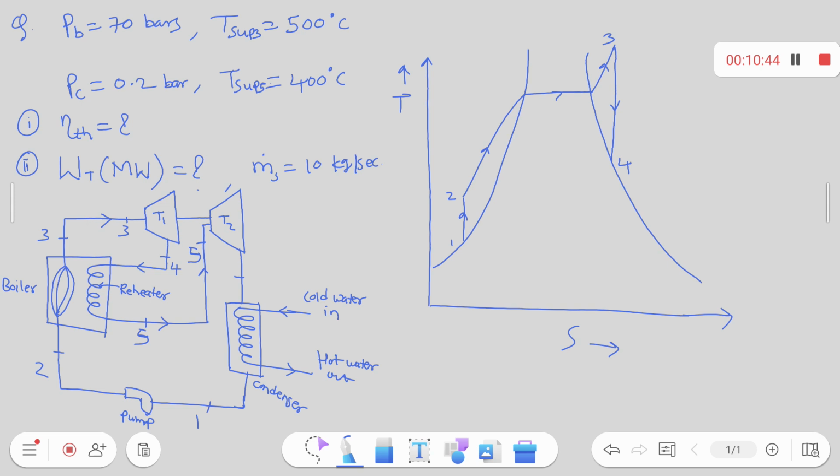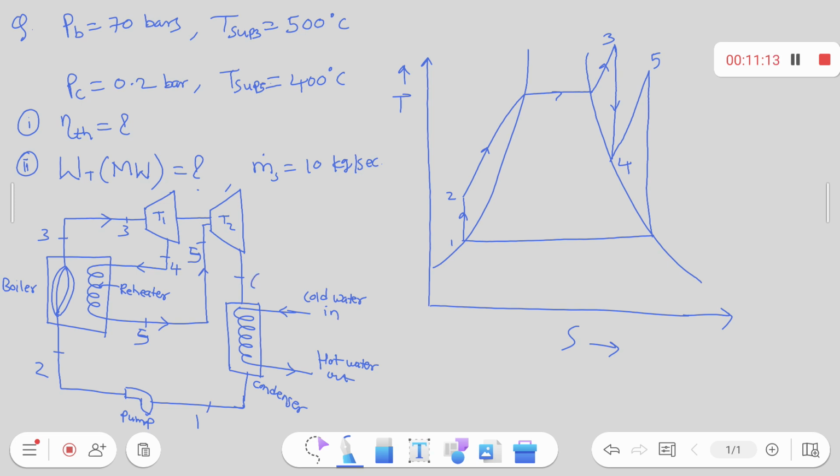We are reheating up to the temperature of 400 degrees centigrade. This is 500, so 400 will be here, and then isentropic expansion, right? 4 to 5 is what? Reheating. 4 to 5 reheating.